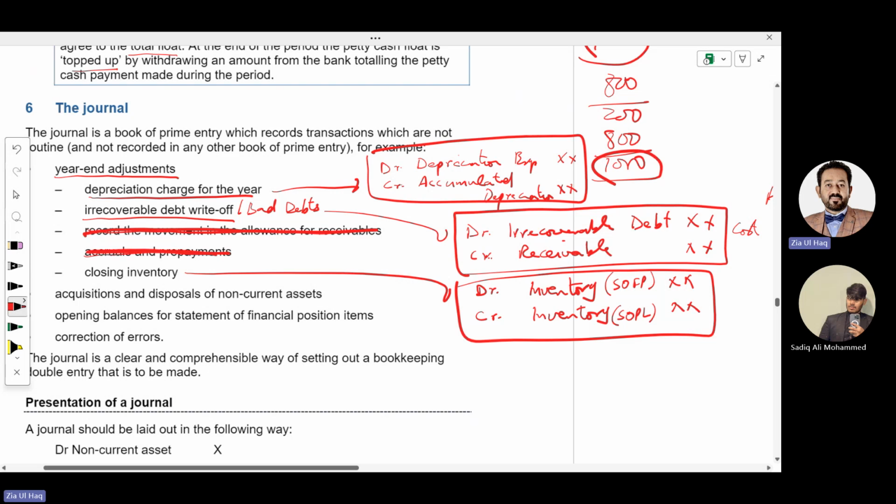So in general, what accounting entries are recorded as year-end adjustments? Relating to depreciation, what is the accounting entry? Depreciation expense debit, accumulated depreciation credit. Relating to bad debts, irrecoverable debt debit, receivable credit. And relating to closing inventory, inventory debit and inventory credit.